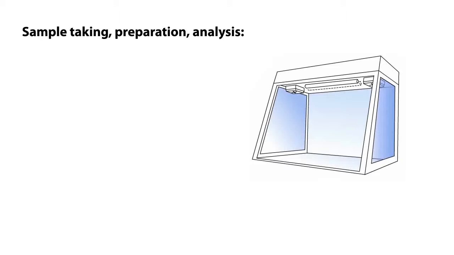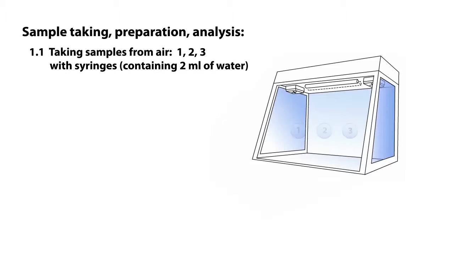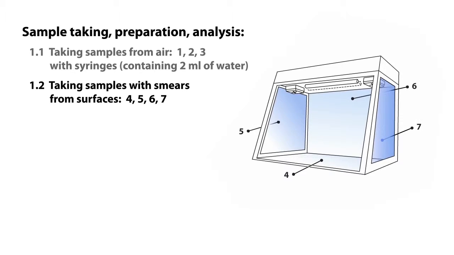How do we take samples? 3 samples are taken from air with syringes. Four samples are taken from surfaces with smears. For taking samples, we have outlined smear taking path. After taking the sample, smear is put inside a tube.